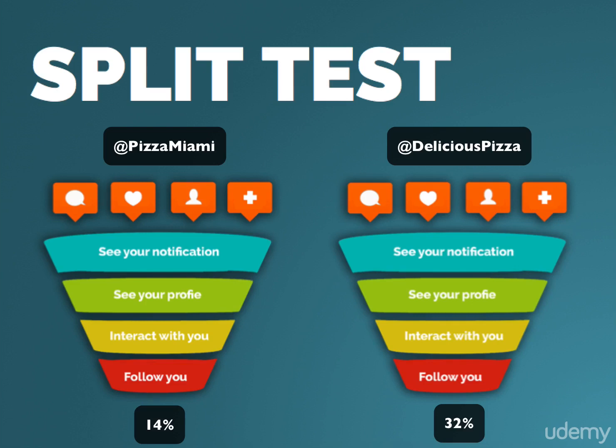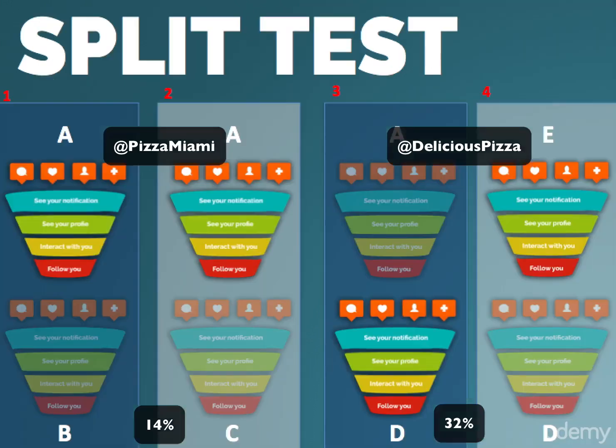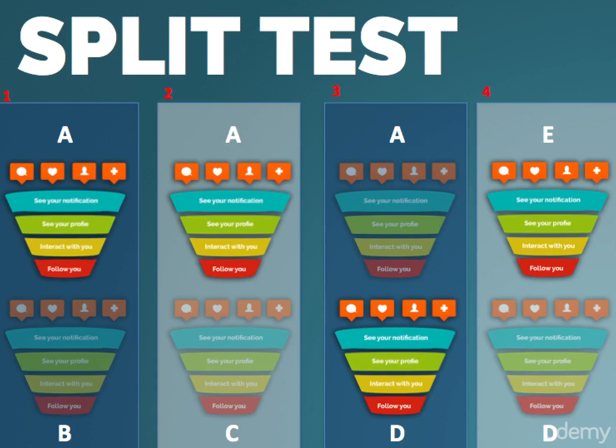So I highly recommend that you split test your funnels, meaning you record how many people you follow and how many people follow you back, how many people you like, how many people you comment, and you do this for a week. And then you split test it with another account for a week. I've actually drawn it up here for you. So this is my split test schedule that I use for my personal account, and I highly recommend that you employ this split test schedule too. So let me walk you through it really quick.